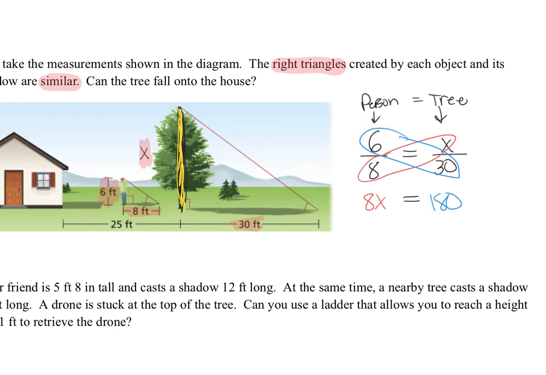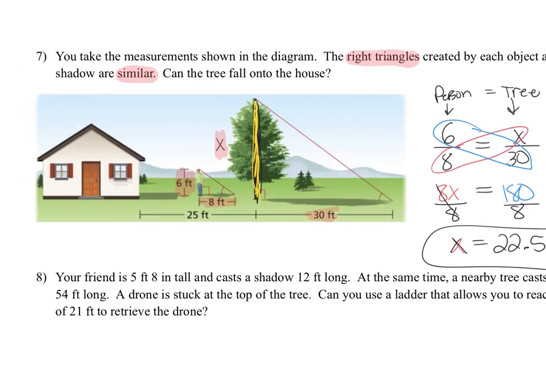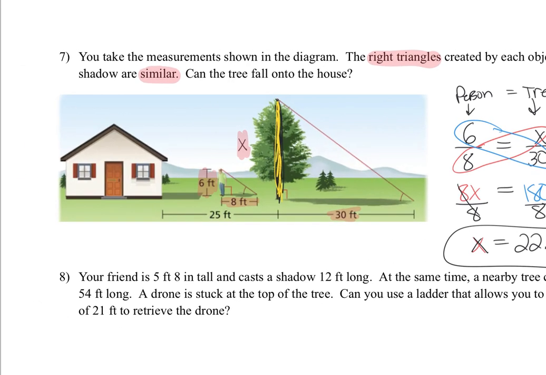180. Awesome. Can I solve for x now? Yeah, what do we do? Divide by 8. So how tall is that tree then? 22.5 feet. Awesome. So, can it hit? Nope. Awesome. So can the tree fall on the house? No, it cannot. Okay? And I'm going to box it right by the question so I remember, did I answer the question? Yes, I did.